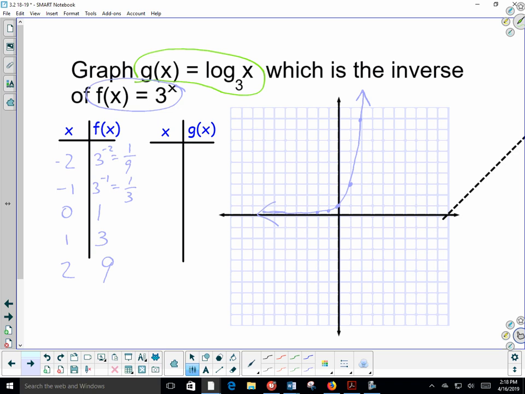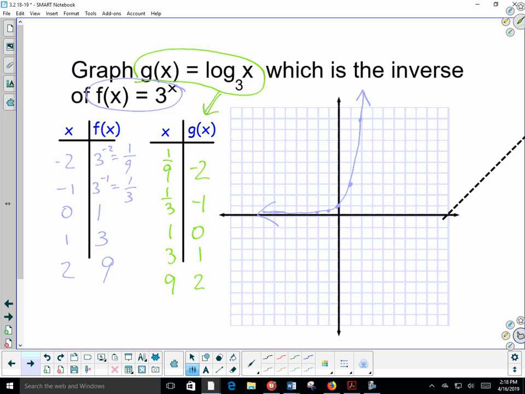Actually, I want to remind you, back in chapter 1, back in September, we learned about inverse functions, in section 1.8, something like that. We learned that if you have a function and you want to find ordered pairs on the inverse, you just switch those x and y coordinates. Remember that? So on my inverse graph, instead of negative 2 going to 1/9, 1/9 should be going to negative 2. Instead of negative 1 to 1/3, 1/3 should be going to negative 1. 1 should be going to 0. 3 should be going to 1. And 9 should be going to 2.